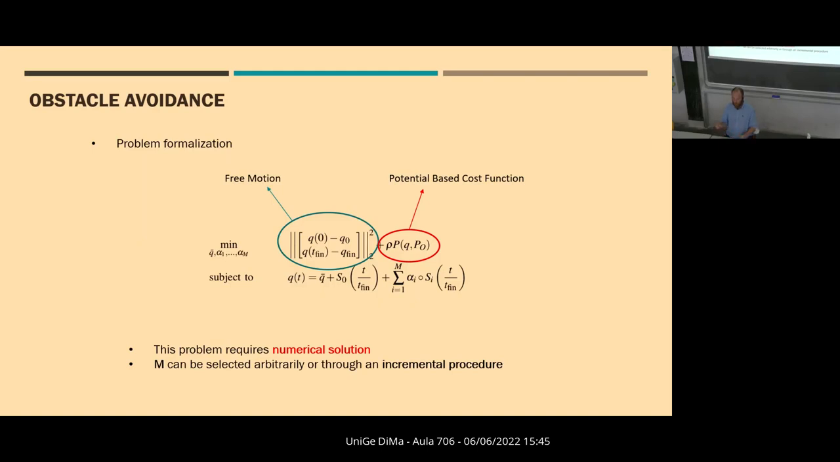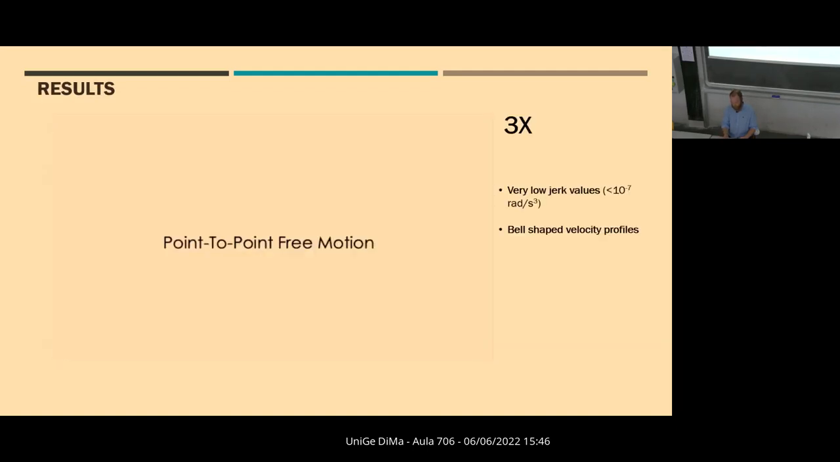So I want to move from point A to point B at the joint level, but I want to avoid some obstacles. And in this case, we can, of course, find a solution to this problem. So minimize the motion from point A to point B, and also with the potential-based cost function to avoid the obstacles. And in this case, we can obtain a solution through a numerical method, and we can increase the number of functions to be enrolled to find the solution and also to improve the precision. And this is what we did in simulation. As you can see, we can get a very low jerk value, and we have a bell-shaped velocity profile.